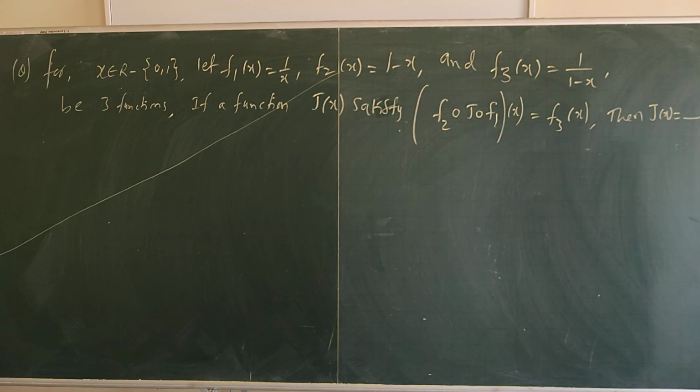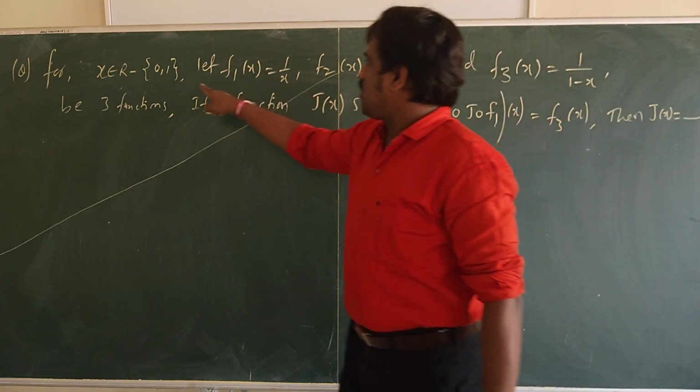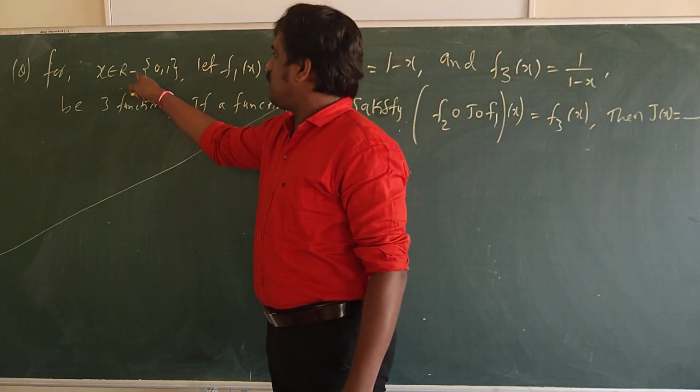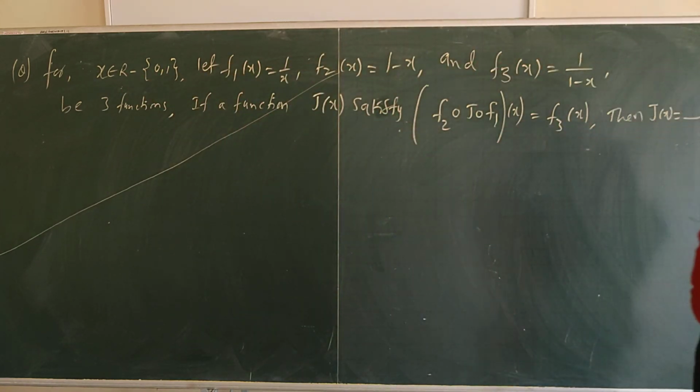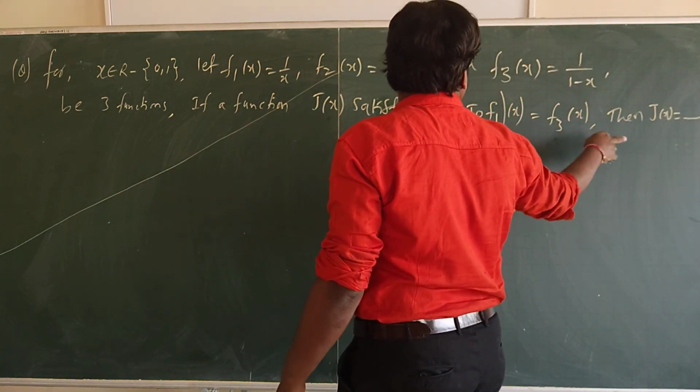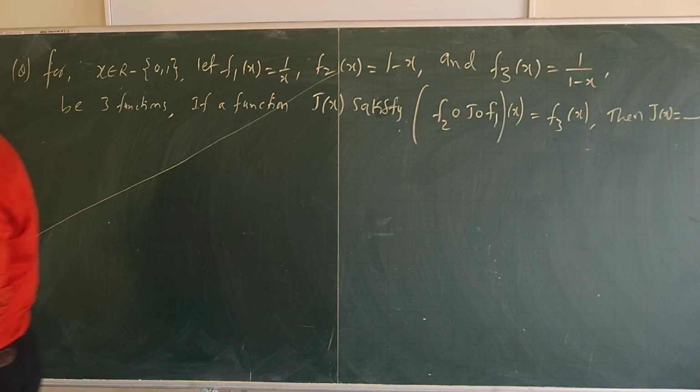Question is, for x belongs to R minus {0, 1}, f1 of x is 1 by x, f2 of x is 1 minus x, f3 of x is 1 by 1 minus x. Why have they given these? Here x is 0, not defined. Here x is 1, not defined. So that is the reason they gave x belongs to R minus {0, 1}. So that is the least bother. If a function j of x satisfies this condition, then j of x is dash. That is the question. It satisfies, what is j of x? That is what they asked.